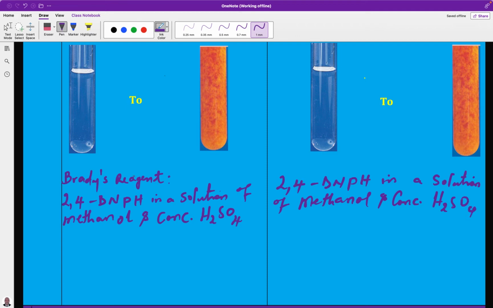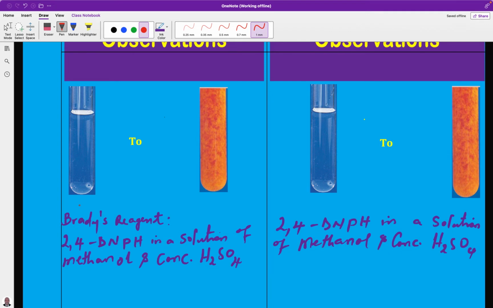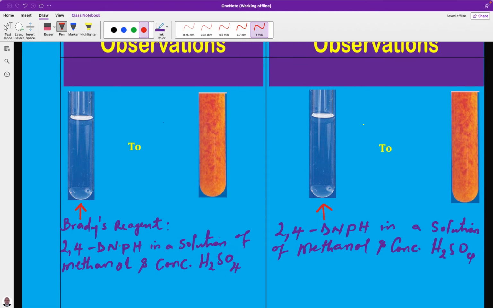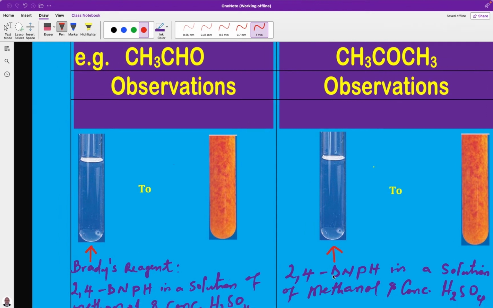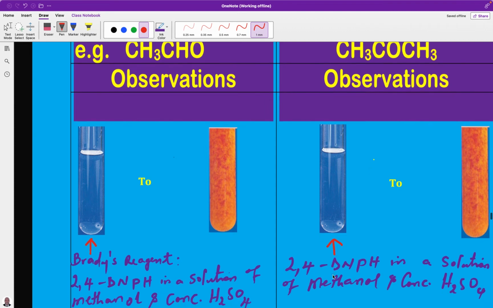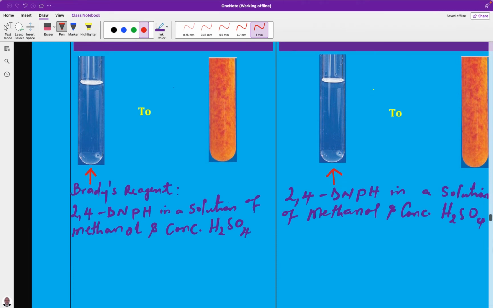Let's say I put this into a test tube containing the aldehyde, that is ethanol. I also put this Brady's reagent into this other test tube. If I put this Brady reagent into a test tube containing the ethanol and into a test tube containing the acetone, the result will be a deep orange precipitate that is formed. That will be the observation.